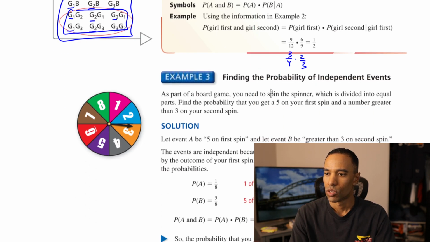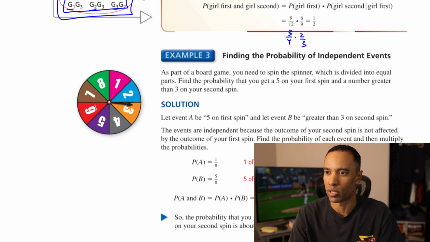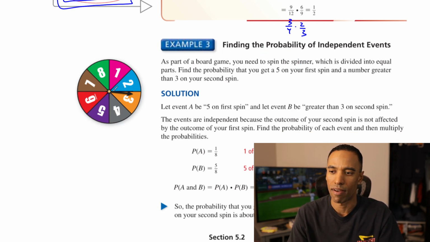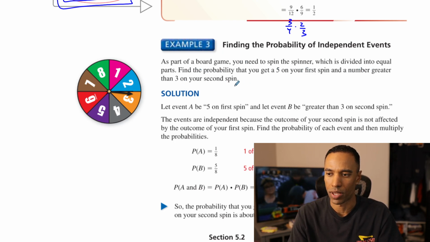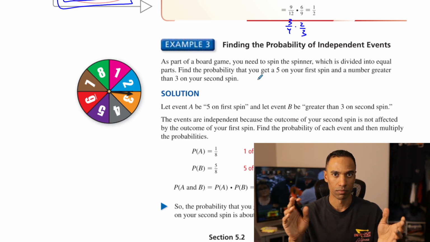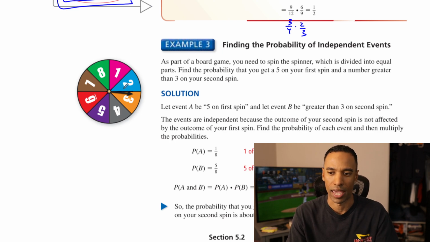Okay. So finding the probability of independent events. I thought they said dependent, but let's look at that. As part of a board game, you need to spin the spinner, which is divided into equal parts, 1 through 8. Find the probability you get a 5 on your first spin and a number greater than 3 on your second spin.